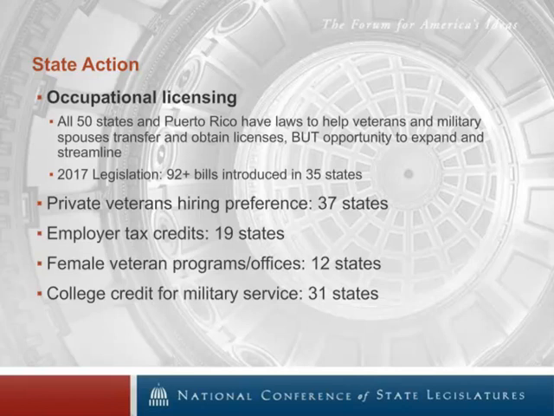Laws affecting military spouses often include one or more of the following approaches: licensure by endorsement, temporary licensure, and expedited review. Legislation on occupational licensing hasn't slowed. In 2017, more than 92 bills were introduced in 35 states. I've also included a few other policy options on this slide: private veteran hiring preference, employer tax credits, female veteran programs and offices, and college credit for military service.